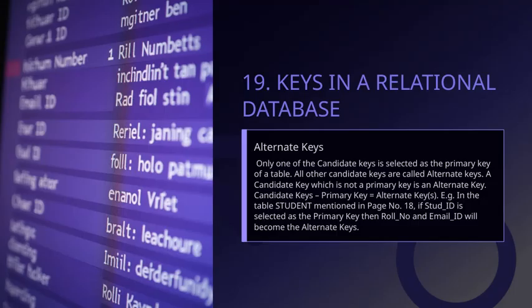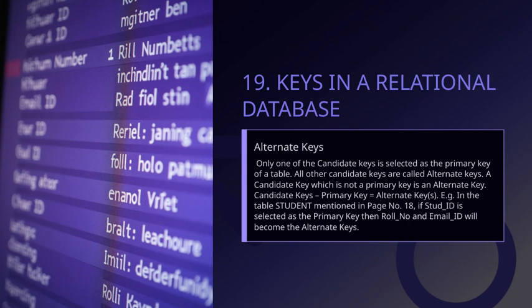Now, let's talk about alternate keys in a relational database. As you know, in each table, we have multiple candidate keys. These are the sets of columns that can uniquely identify each row. Out of these, only one is chosen as the primary key, which is the main identifier for the table.